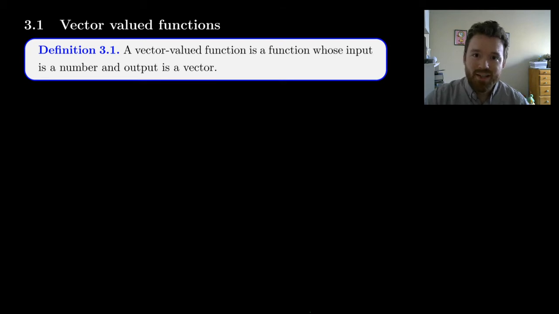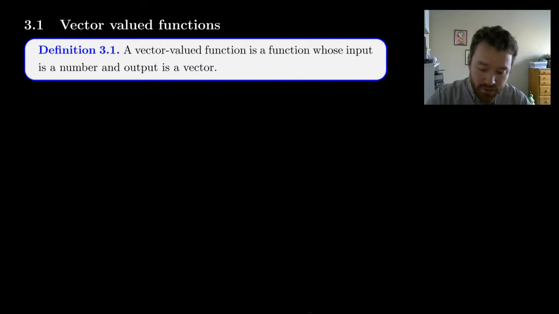So we'll start this section with a definition, and that's of vector-valued functions. A vector-valued function is a function whose input is a number and output is a vector. From Calc 1 and Calc 2, possibly you may have seen functions from R to R. These are functions that take one input and output one output for each input.